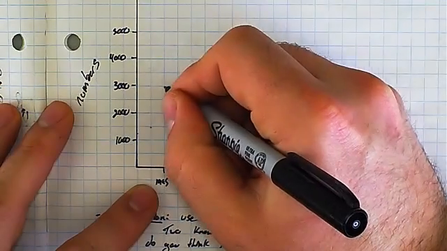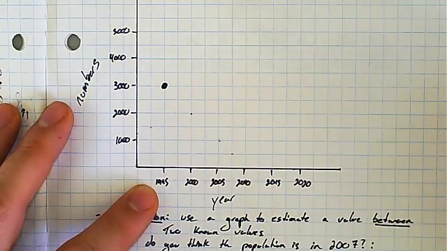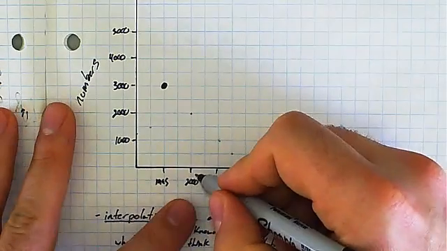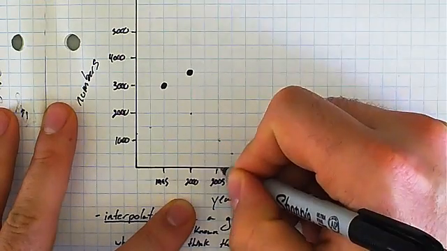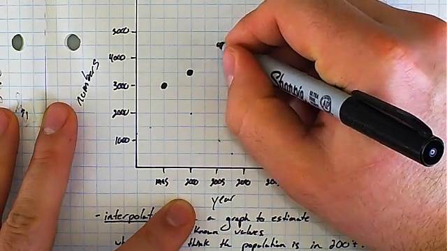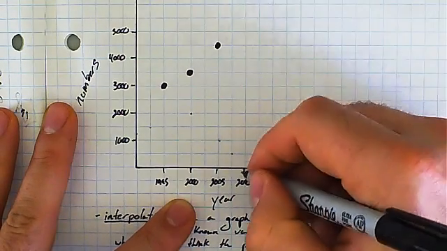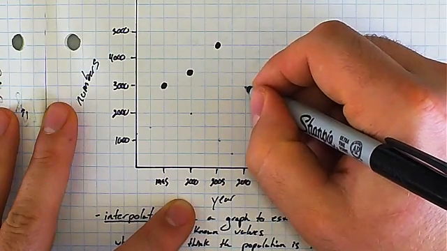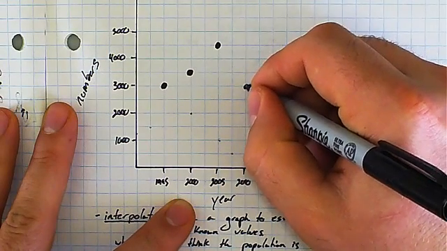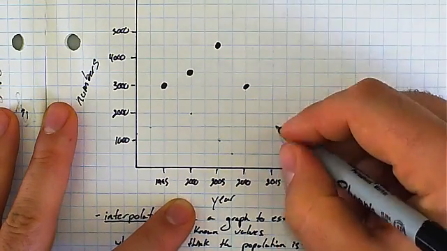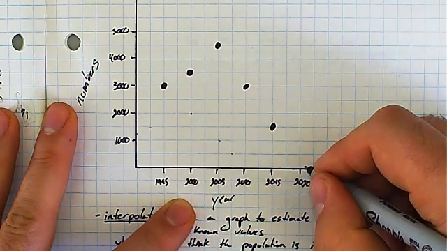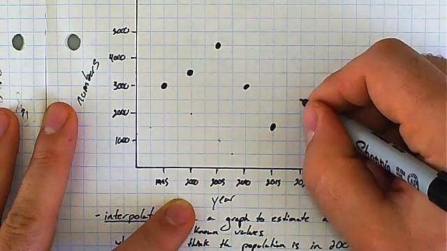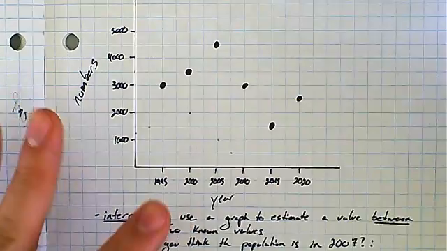So, in 1995, there was 3,000 elk. In 2000, there was 3,500. In 2005, we had 4,500. In 2010, we suddenly shot back down to 3,000. In 2015, we had 1,500. And in 2020, we had 2,500 again.